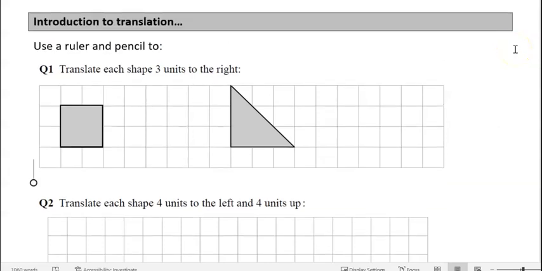In your notes book, you'll see a page called Introduction to Translation. And I've seen students do this incorrectly many times, and I want to clear something up. Using a ruler and pencil, translate each shape 3 units to the right.